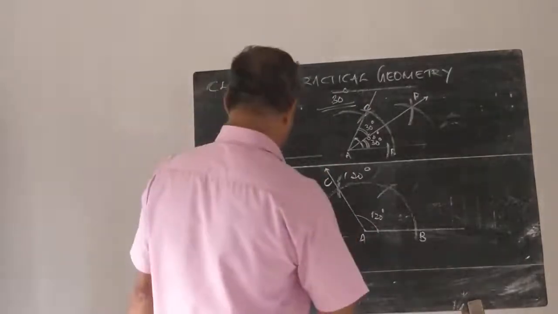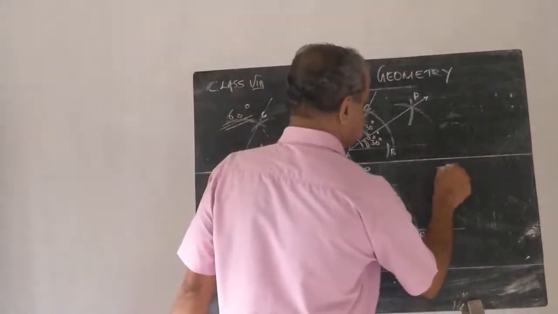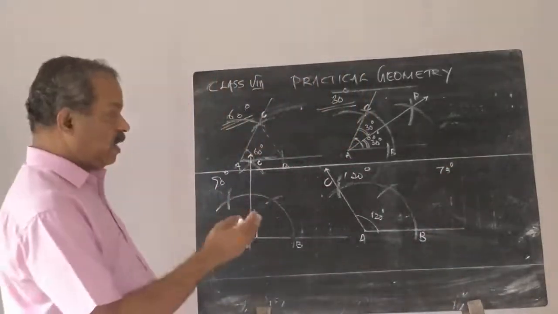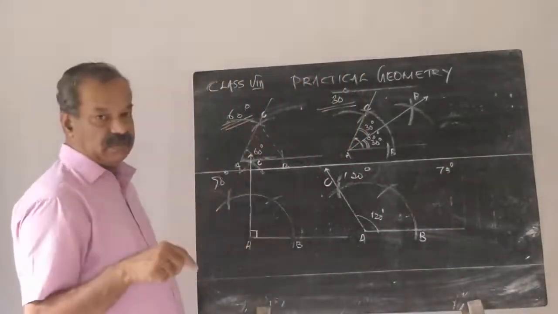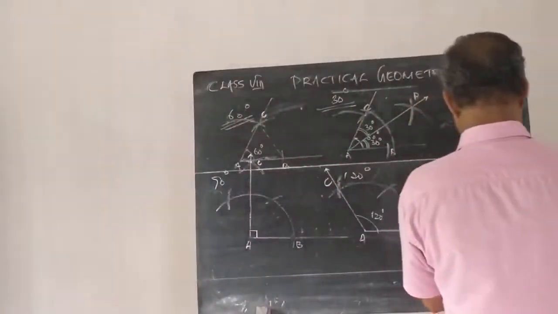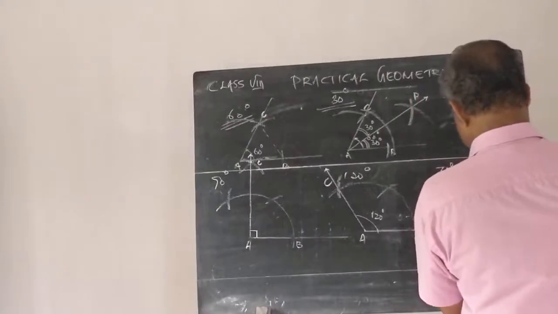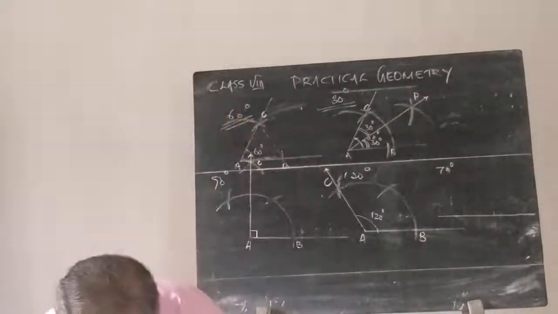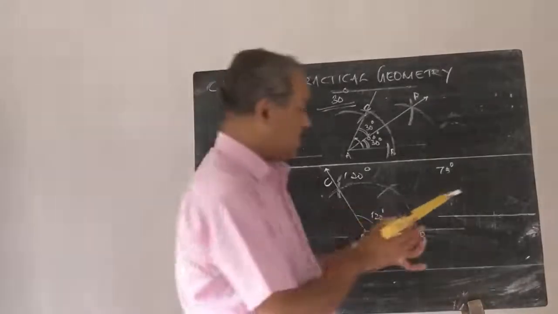Now, suppose we want to draw 75 degrees. For 75, 60 plus 15. So, first we can construct a right angle to get the 75. Right angle, 90 degrees.